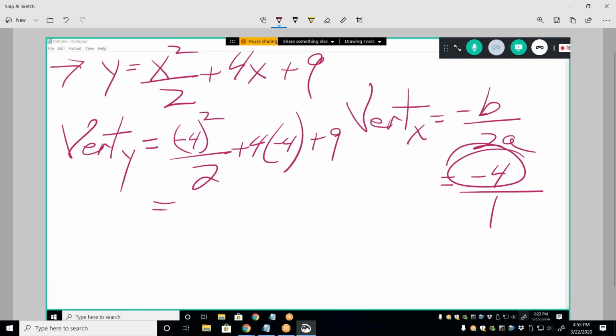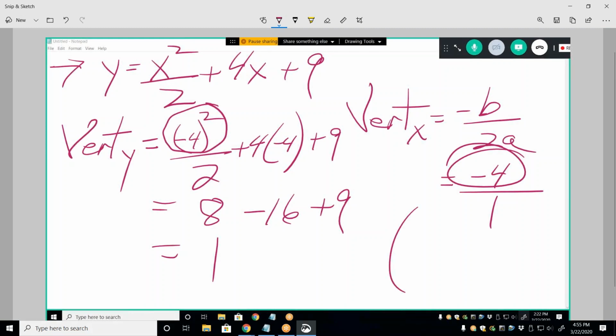So 8/2 plus 9? Hold on. Do that first. What's that? 16. Okay, what's 16 over 2? 8. Minus 16 plus 9. Now what's all of that? 1. So what's our vertex? Negative 4, comma 1. You got it.